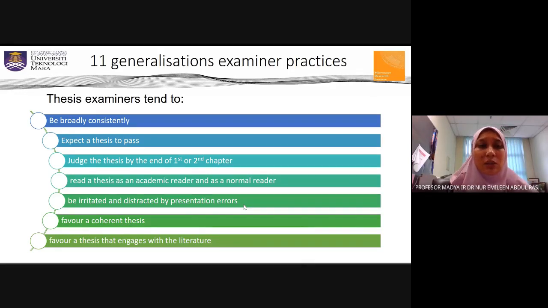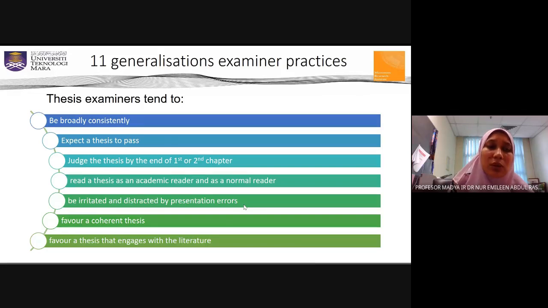Okay, so the third one, judge the thesis by the end of the first and second chapter. So examiners make an initial judgment about the quality of the thesis early in their reading. So at least in the first two chapters, and sometimes they skim the abstract, table of contents, introduction and conclusion. So they quickly decide whether the thesis is likely to be hard work or enjoyable to read, whether it's a threat or endurance test.